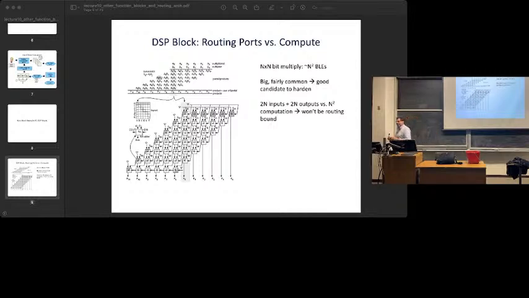There are a variety of little tweaks people can do about how they organize the adders, etc., but they're all basically doing this. And the amount of logic you need is proportional to n squared, where n is the bit width. I have two n-bit inputs, and I produce an output. The amount of computation in a multiplier is n squared: n rows times n columns.